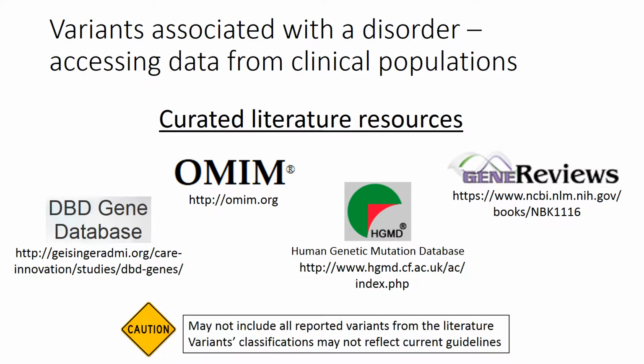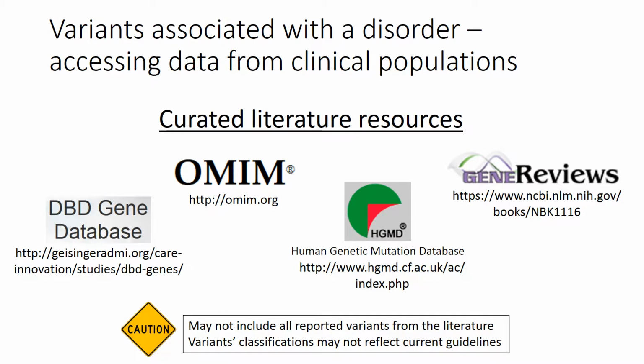The spectrum of variants that are pathogenic or likely pathogenic for a disease is best learned from data from clinical populations. The published literature is a primary source for this data, but literature searches can be challenging. In addition to PubMed or other literature searching, curated literature resources can be helpful to identify relevant literature. The DBD, or Developmental Brain Disorders Gene Database, OMIM, HGMD, or the Human Genetic Mutation Database, and GeneReviews are all examples. While OMIM, HGMD, and GeneReviews are general resources for many types of genetic disorders, the DBD database is specific to genes associated with neurodevelopmental or neuropsychiatric disorders.